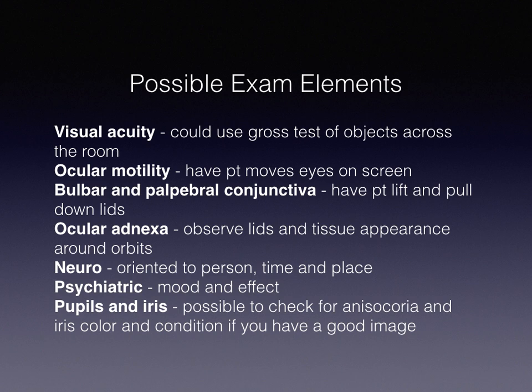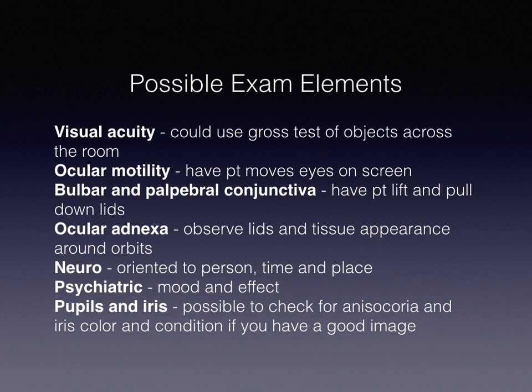Ocular adnexa. Have the patient show you what their face looks like around the eye or eyes that are involved. You may pick up some signs of preseptal cellulitis or something along that line. Neuro: oriented to person, time, and place. Easy to ascertain as you're dealing with a patient on the phone. Psychiatric: what's their mood and affect? Are they upset? Are they agitated? Are they calm? Write that down.